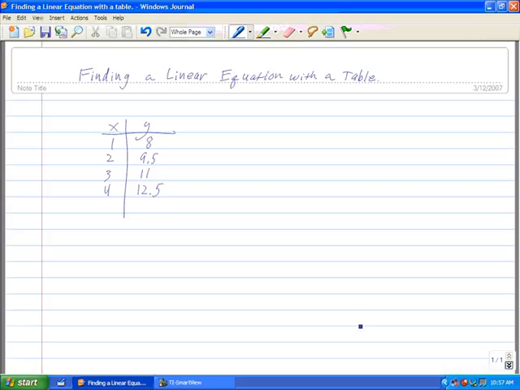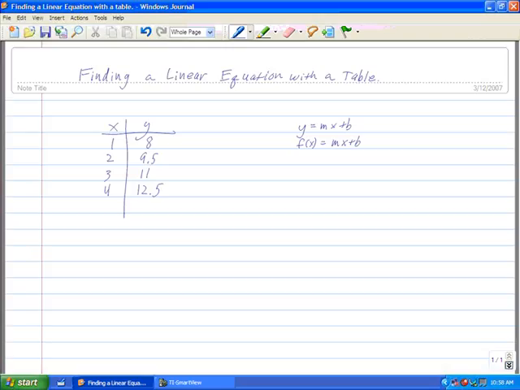Want to take a look at how you can find a linear equation with a table, or how you find a linear function from a table. Of course, a linear equation simply means an equation that can be written as y equals mx plus b. Now that's writing it in equation form. If you choose to write it in function form, you would simply write it as f of x equals mx plus b. This is really just two different ways of writing the same thing, two different forms for the same type of equation slash function.